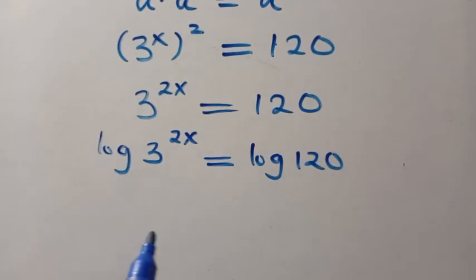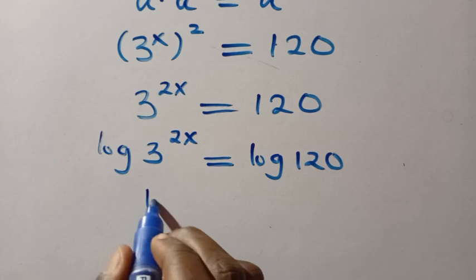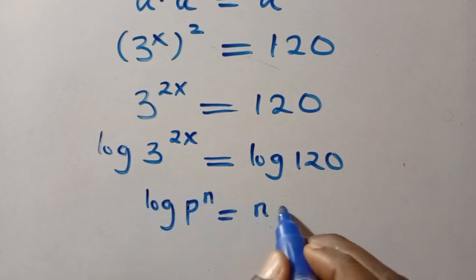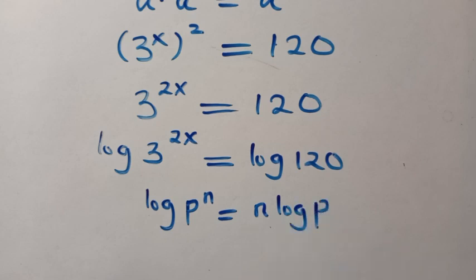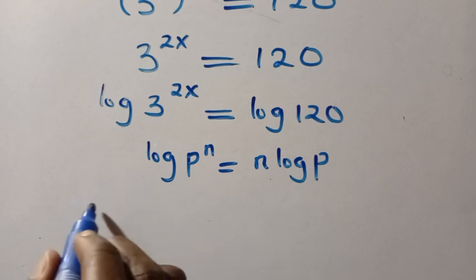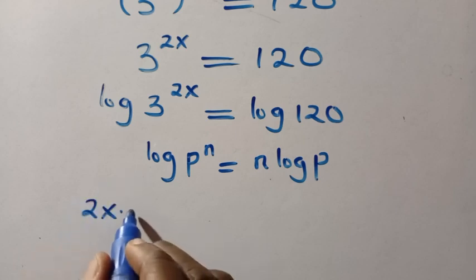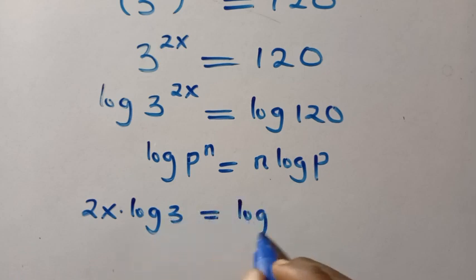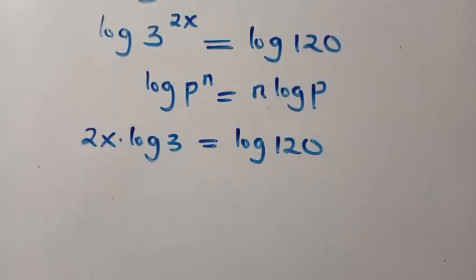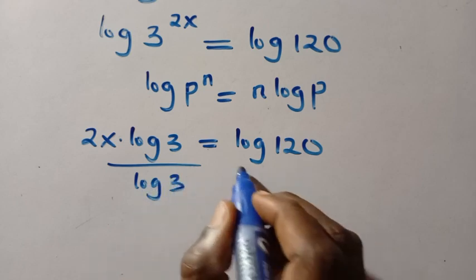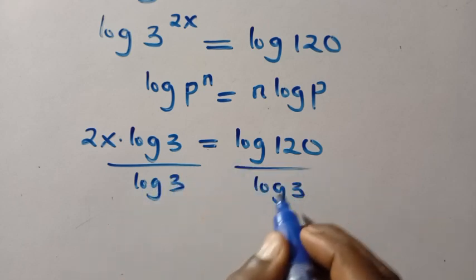So let's try to consider this. Let's say we have log p raised to power n. This equals n log p. And by applying this rule, we take 2x here as 2x multiplied by log 3 equals log 120. And then let's divide both sides by log 3. So divide by log 3 from both sides.